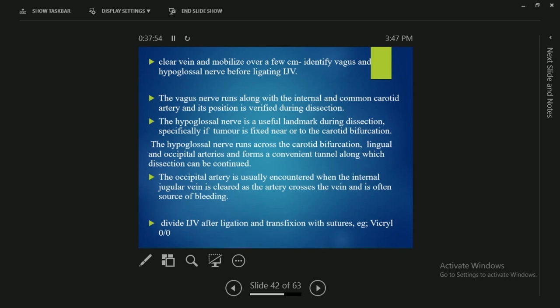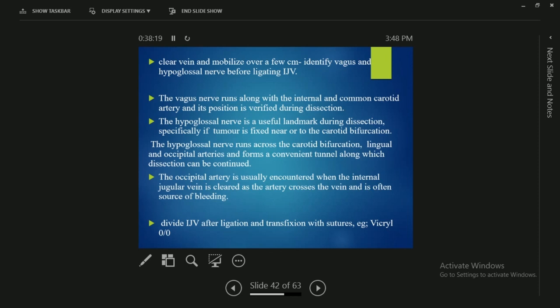Clear the vein and mobilize it over a few centimeters to identify the vagus and hypoglossal nerve before ligating the internal jugular vein. The vagus nerve runs along with the internal and common carotid artery, and its position is verified during the dissection. The hypoglossal nerve is a useful landmark during dissection, especially if the tumor is fixed near or to the carotid bifurcation.